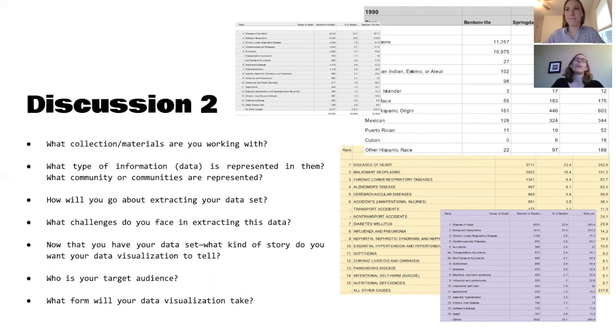Students are working entirely with paper-based media for this part of the project. So they had to get their data set from a physical artifact to something that they could build their chatbot with. And then once they had their data set, we asked them to think what kind of story they wanted their data visualization to tell, who their target audience would be, and what form their final data visualization would take. And after completing this exercise, students went back to the studio to continue work on the project, and I'll let Bree talk a bit more about student outcomes.